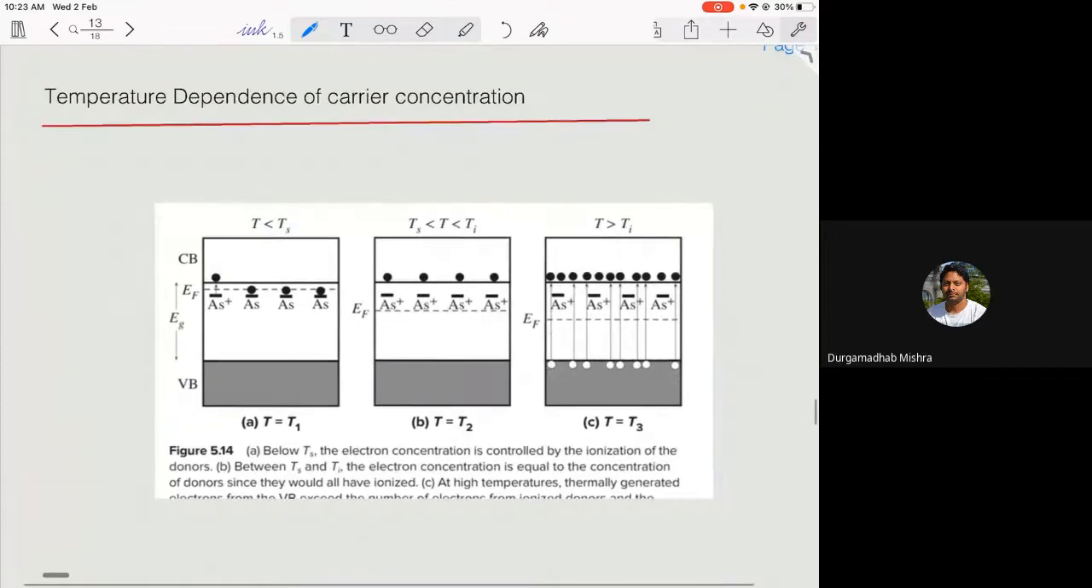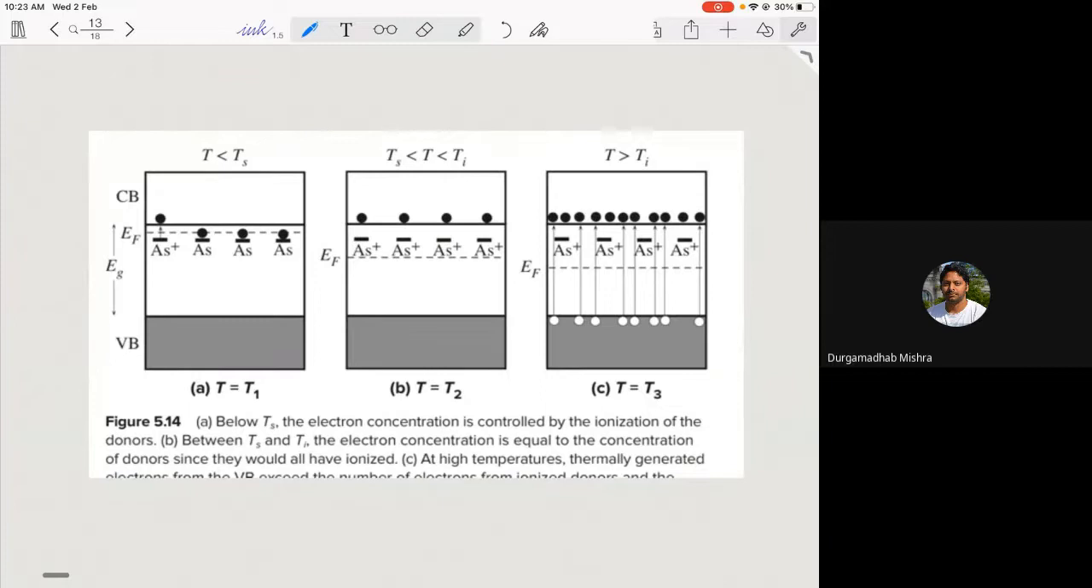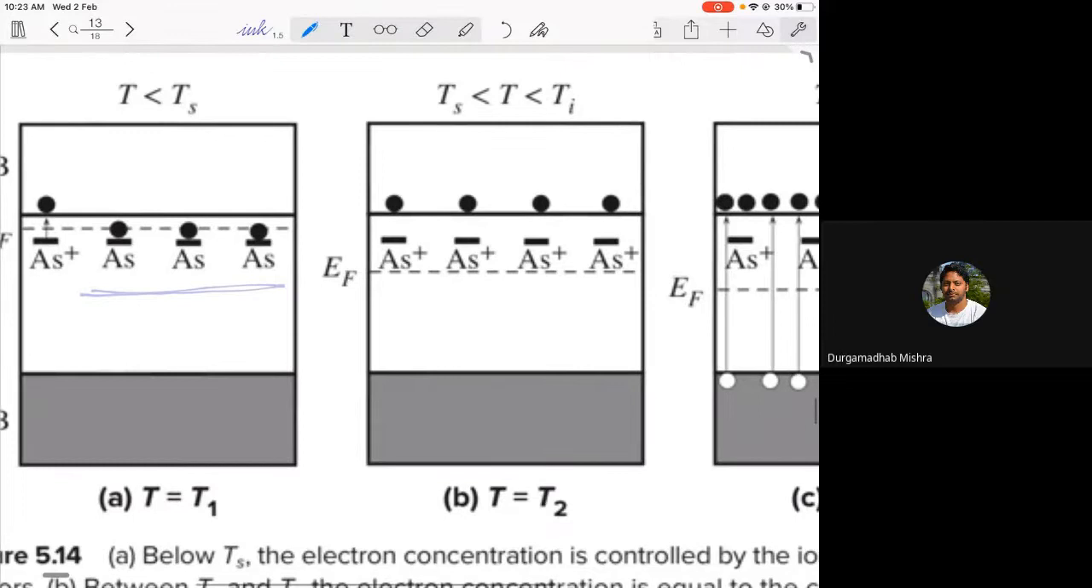Here is a schematic picture of that. What I described is three temperature regions. You have the low temperature regime where only ionization is taking place. So you have arsenic ions, and most of the electrons are bound to the arsenic atom here. Now, as you increase the temperature to where T is between Ts and Ti, all the arsenic atoms are ionized, and the electrons are all going into the conduction band.